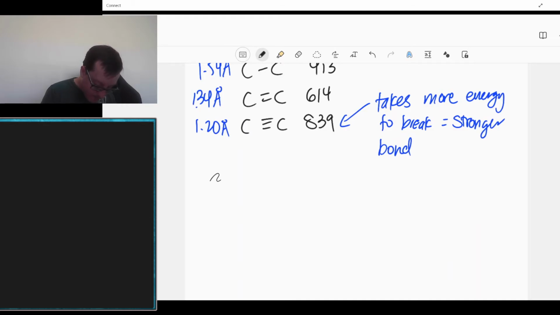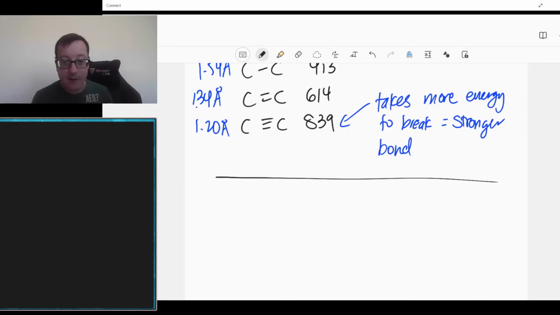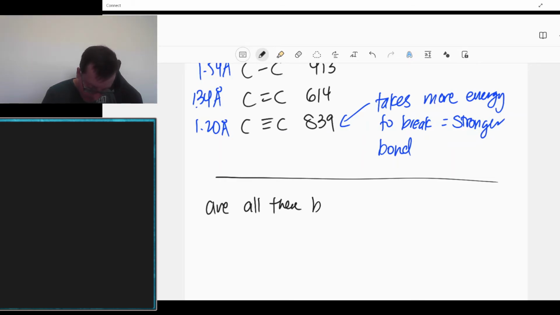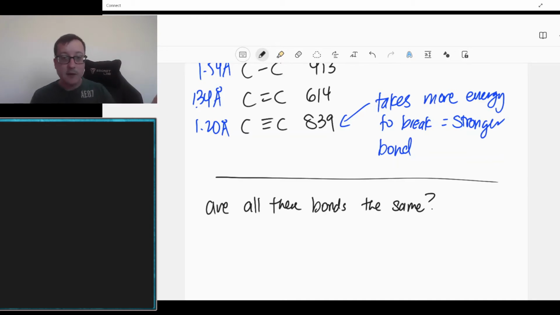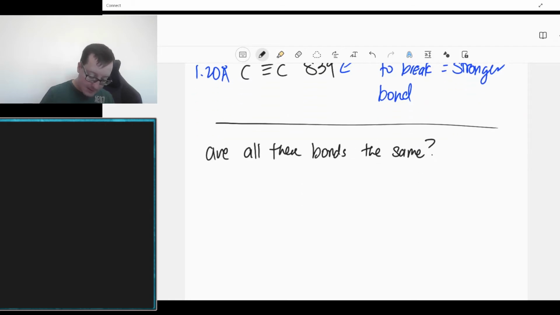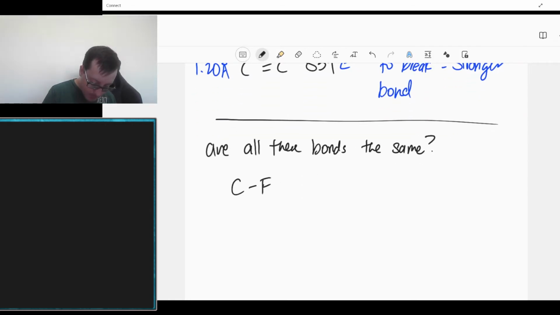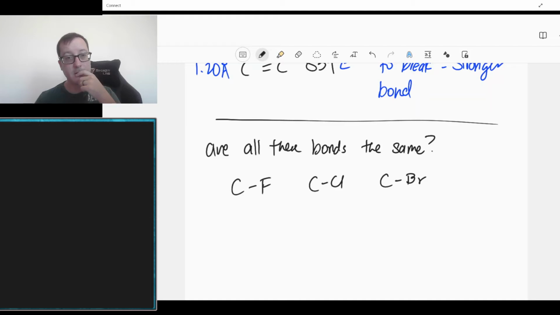Alrighty. So the last question I'd like to go over is, are all these the same? Are all these bonds the same? And the answer is no, right? We've seen that these have different bond enthalpies, so not all bonds are the same. We're going to see that these three bonds are all pretty different from each other because we have different elements involved.